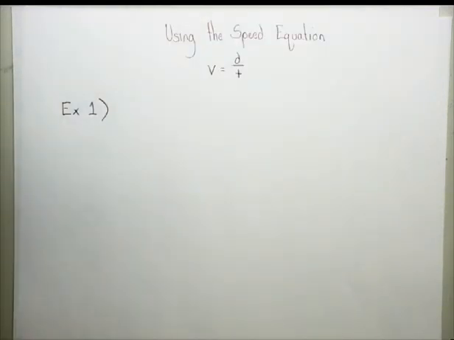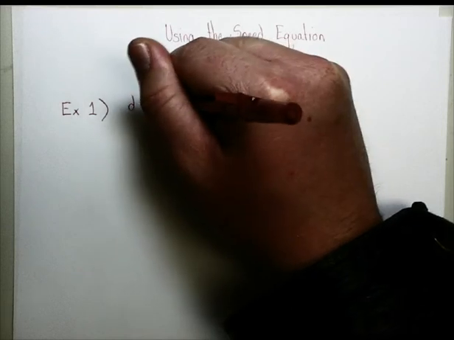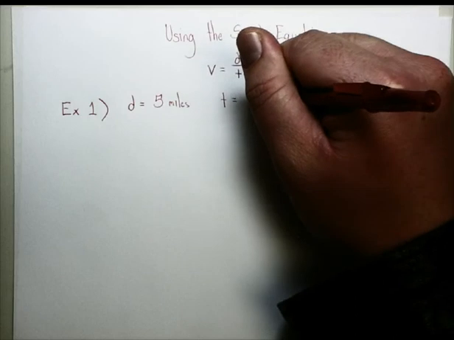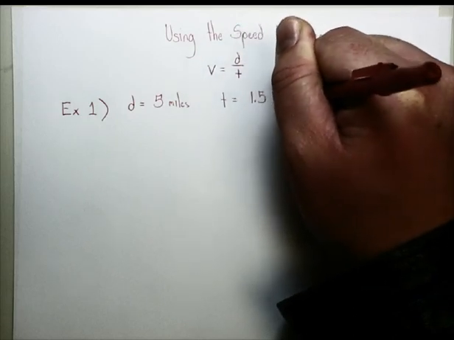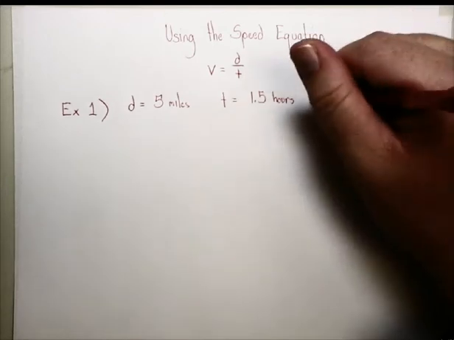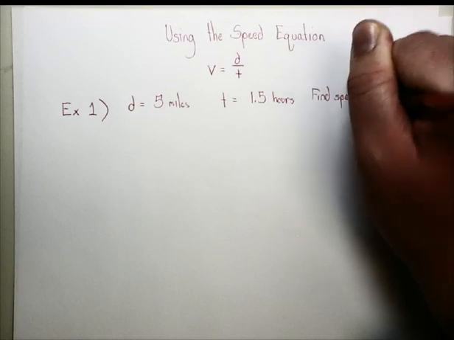So for my first example, say we have a person that is walking home, and they walk a distance of, let's say, 5 miles, and they do it in 1.5 hours. So a nice leisurely pace. So 5 miles in 1.5 hours. And our task is to find their speed. So again, we want to find the speed of this person.